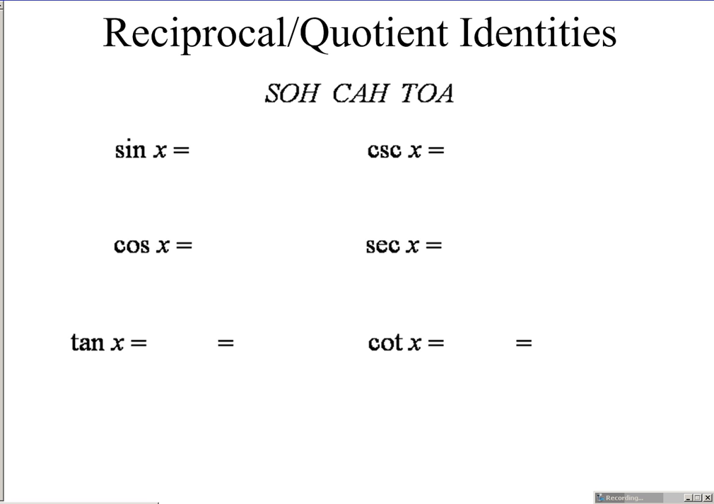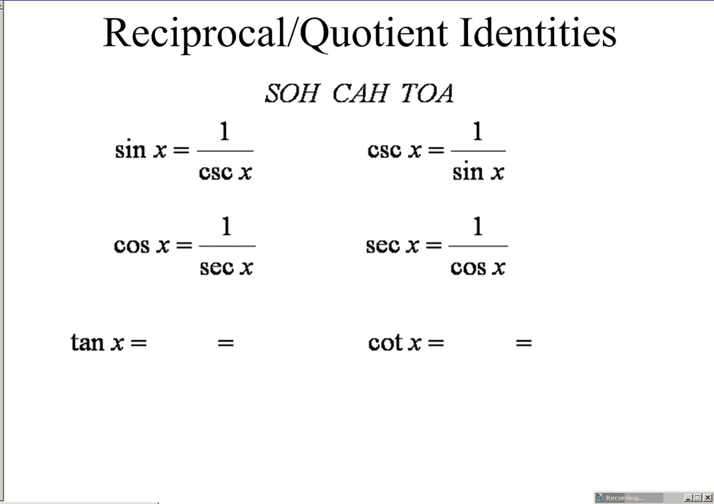When we're talking about our reciprocal identities, sine is the reciprocal of cosecant. So sine is equal to 1 over cosecant. When we take 1 over something, that is the same as taking the reciprocal of it. If sine is the reciprocal of cosecant, that means that cosecant then also has to be the reciprocal of sine. Cosine is the reciprocal of secant, which means then that secant is the reciprocal of cosine.